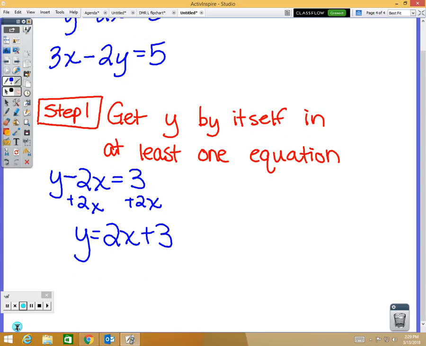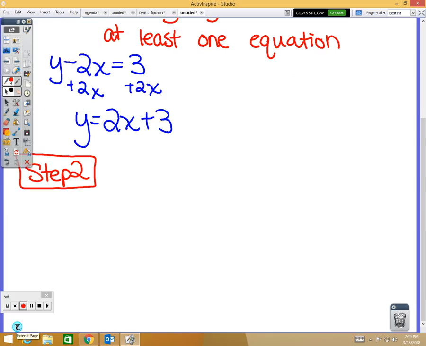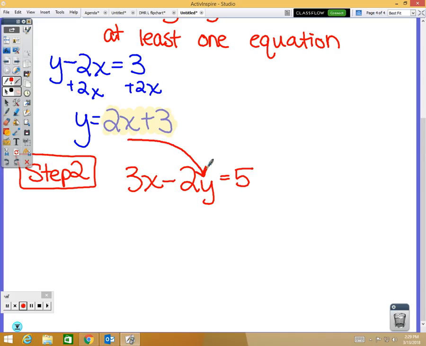Okay, I'm just going to scoot this up. So step 2 is I'm going to take this y equals 2x plus 3, and I'm going to substitute this 2x plus 3 in for the y in the other equation. So again, my second equation was 3x minus 2y equals 5. So I am going to substitute this 2x plus 3, and I'm going to put it in for my y.